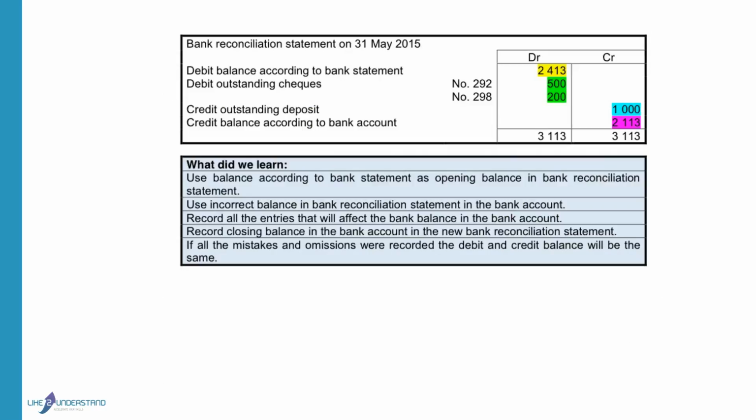According to the information, it's a bank overdraft. In our books, a bank overdraft is on the credit side of the bank. So in the books of the bank, it will be a debit balance, and we will show that the balance reflected on the bank statement is 2,413.